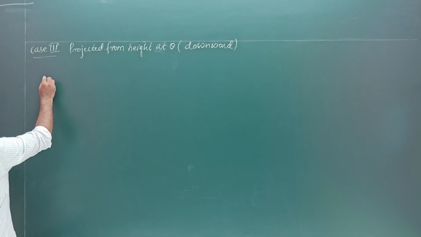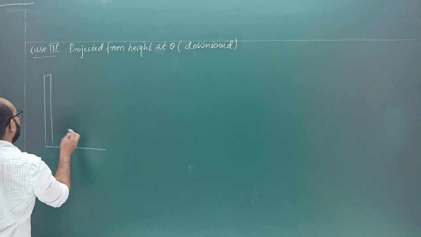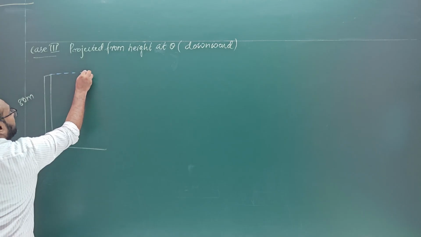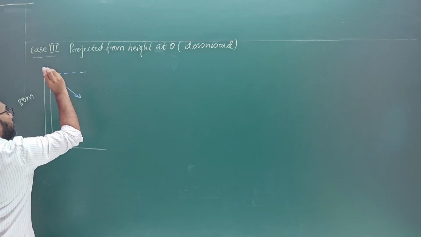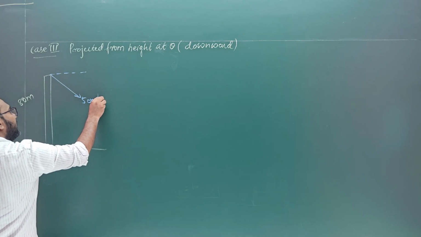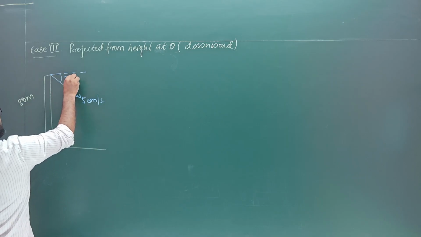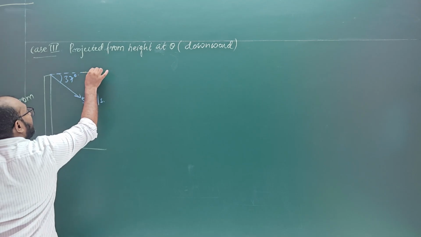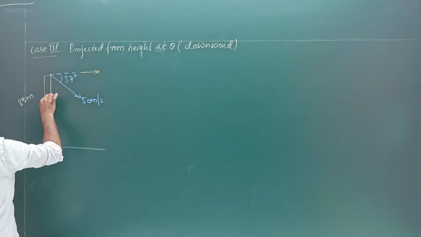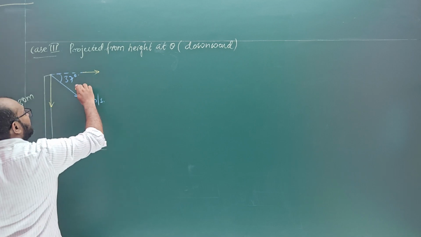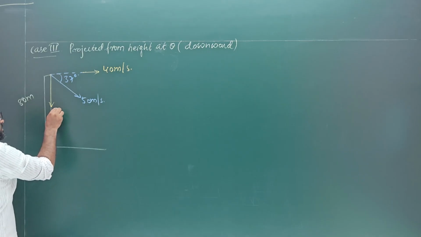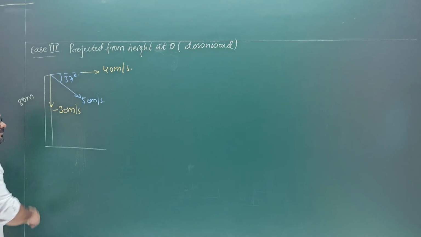Let's say again the height of the building is 80 meters. Consider this is the point of projection. Again, it is being projected with 50 meter per second and making an angle of 37 degrees. Similarly, this is your ux and this is your uy. So this 37 means this one is 40 meter per second, and this time this is minus 30 meter per second.